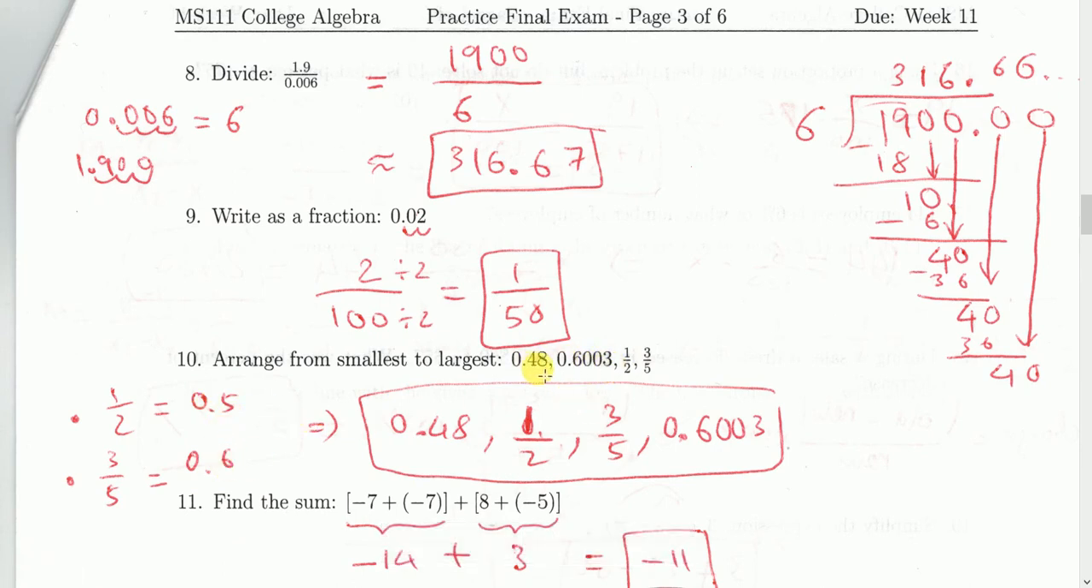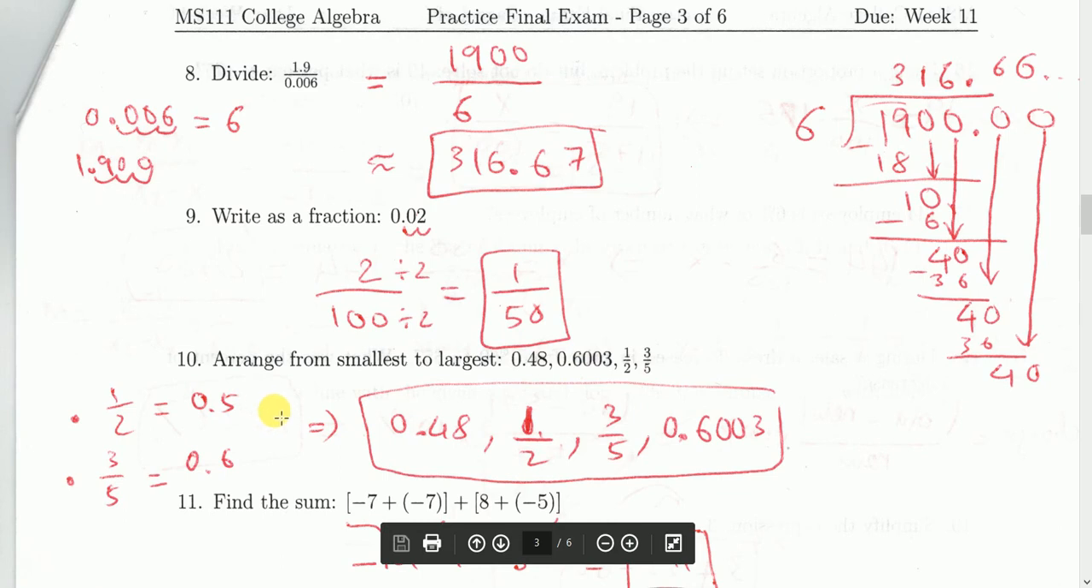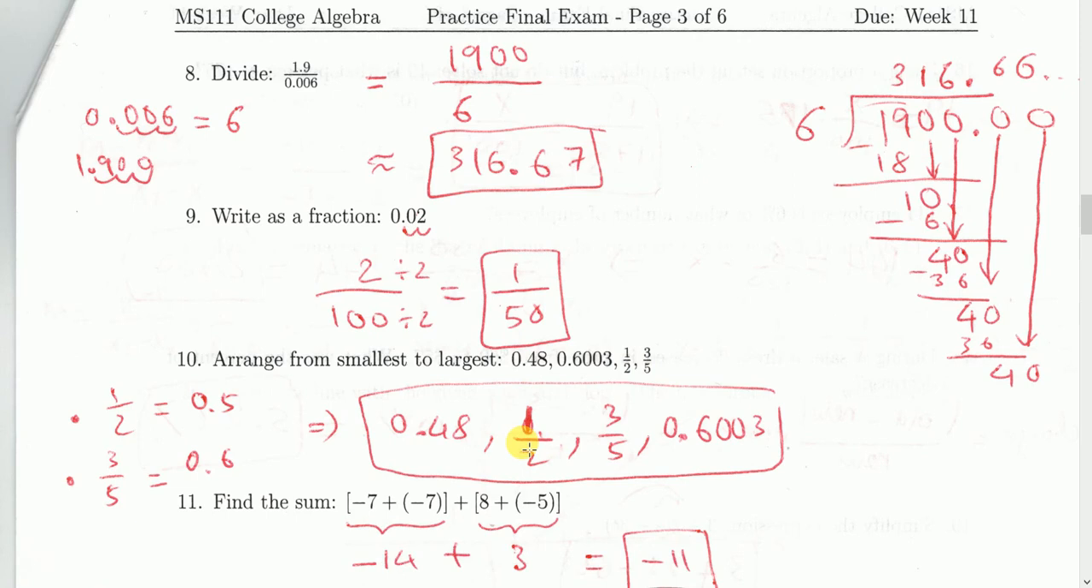Of course, 0.48 is the smallest, so we write that down. Then 0.5 is the next one, because we have 0.6 here and 0.6003. That means 0.5 is the next largest after 0.48. But 0.5 is 1/2 from this problem, so 1/2 is the next one. Then 0.6 is next to last, which is 3/5.